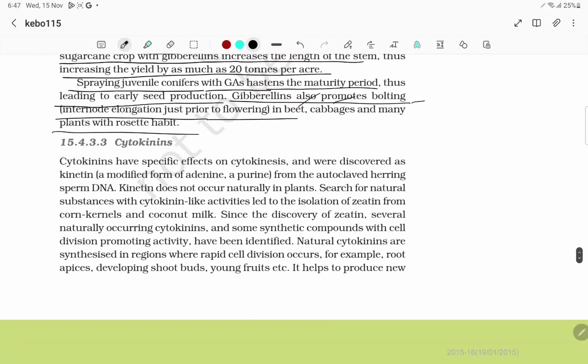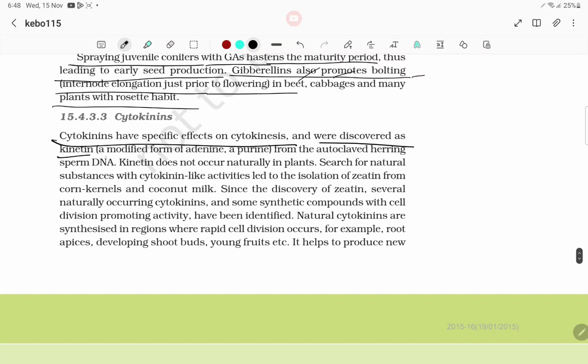Next, it is cytokinin. These have a specific effect on cytokinesis and were discovered as kinetin, a modified form of adenine or purine derivative from the autoclaved herring sperm DNA. Kinetin does not occur naturally in plants. So, the search for natural substances with cytokinin-like activities led to isolation of zeatin from corn kernels and coconut milk.